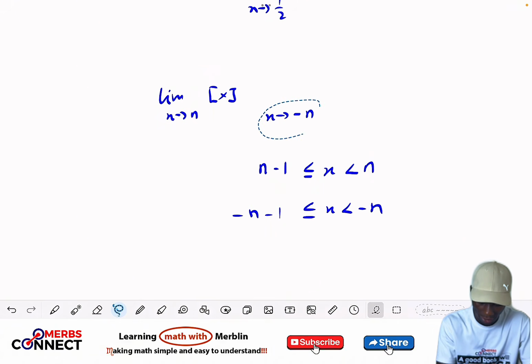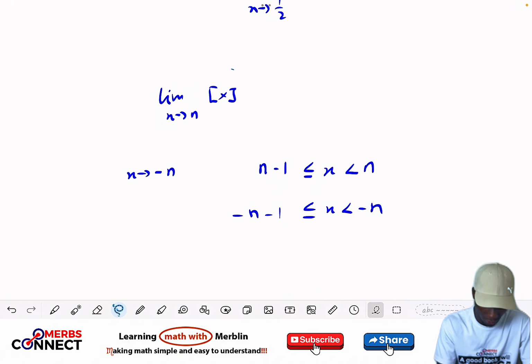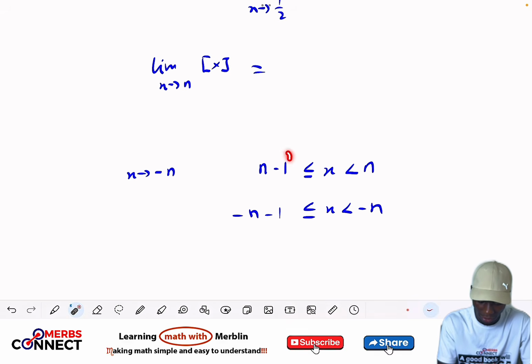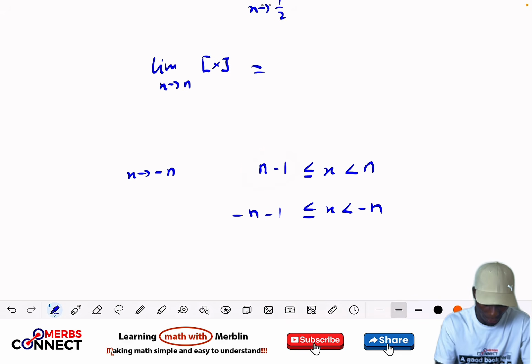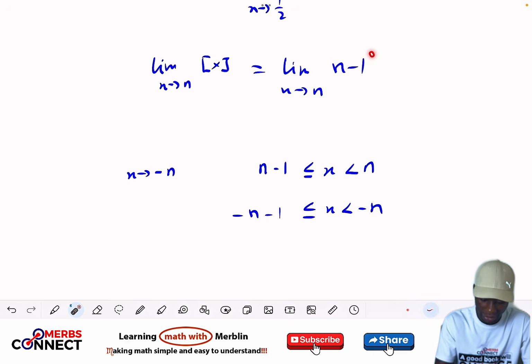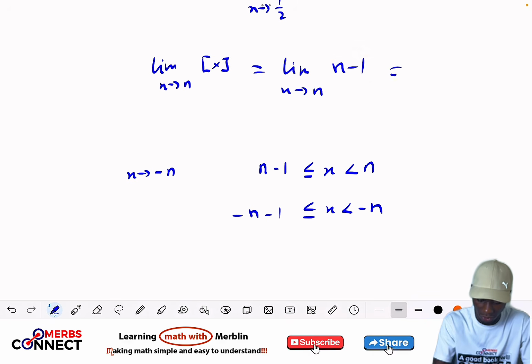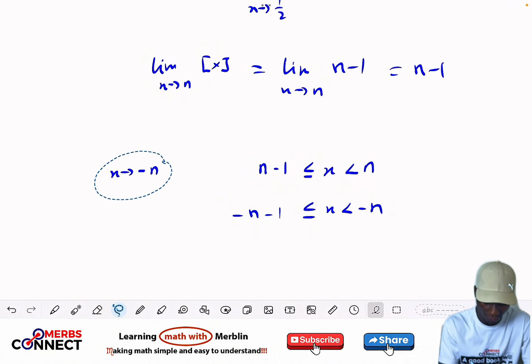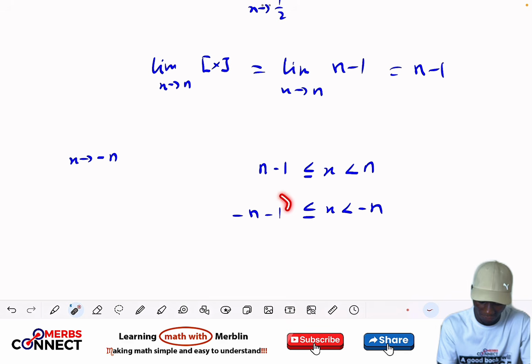So now the question is, what will be the limit for this? Now this is going to be the function here. So here I'm going to find the limit as x is approaching n of n minus 1. This function has no x, so this is going to give us n minus 1. Is that right? And then when I'm talking about this one too, this from the minus aspect is going to give us the minus here. And it's going to be the same thing.